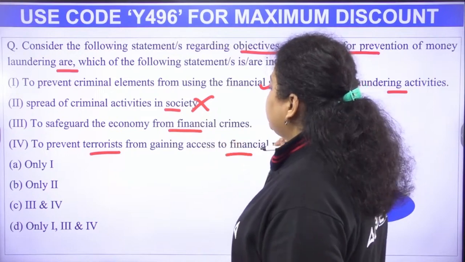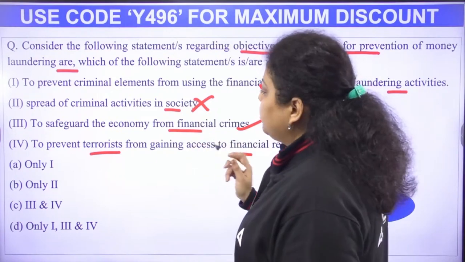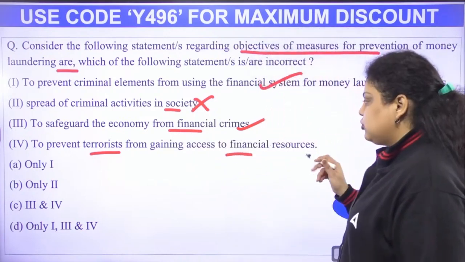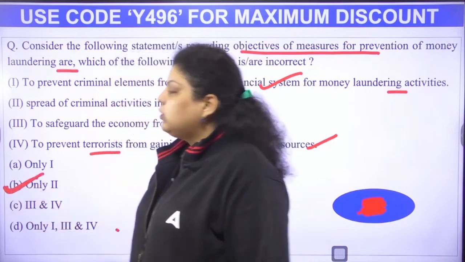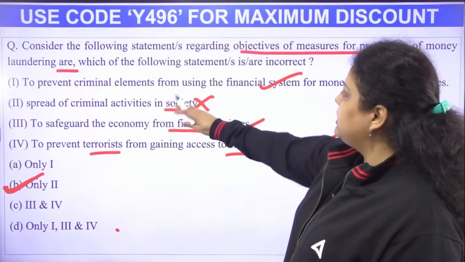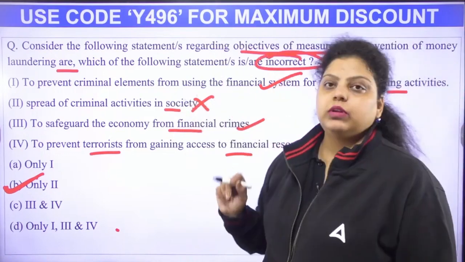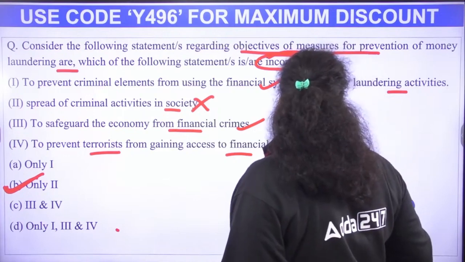To safeguard the economy from financial crimes. This is true. We want to safeguard the economy. To prevent terrorists from gaining access to financial resources. This is also true. But we do not want to spread the criminal activities in the society. So the second one is not the objective. So the right answer will be your B option. Okay, right answer we have is your B option.